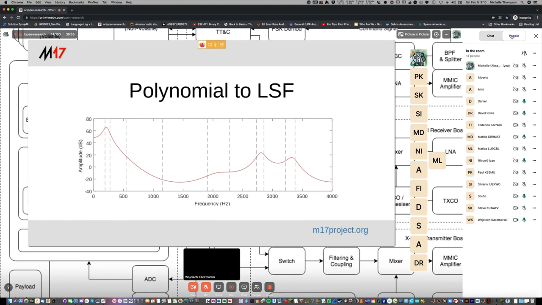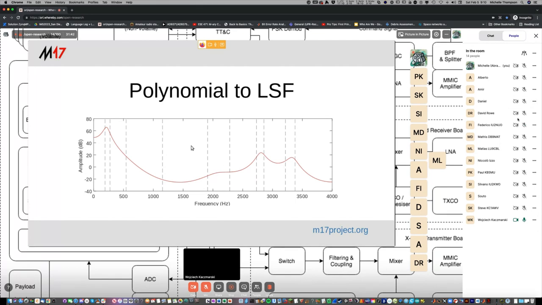So this is that plot again, that red curve. And you can see that those dashed lines represent line spectral frequencies, and they come in pairs. Let's assume that this is the frequency response of a letter A, or a phoneme A, because this is not a letter, this is a phoneme. We can see that for our brains, it's important to have all those bumps in the right places. Those bumps are called formants.